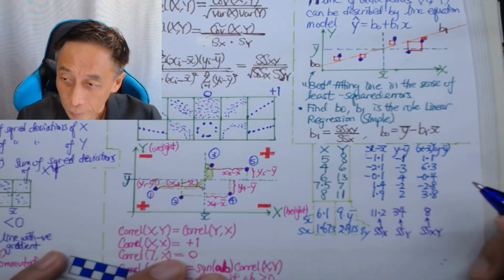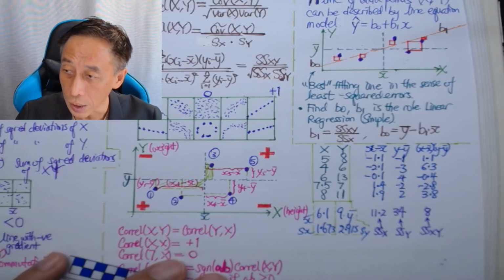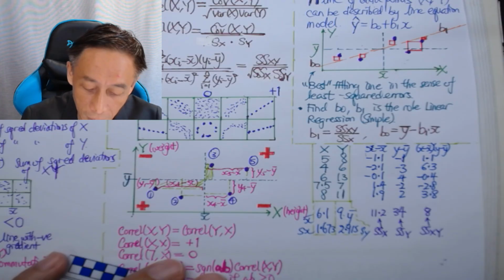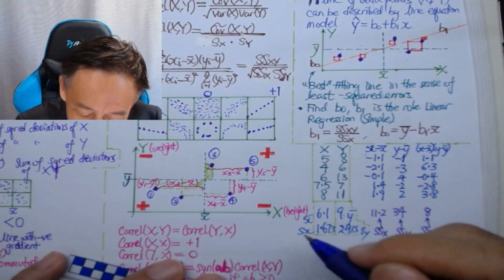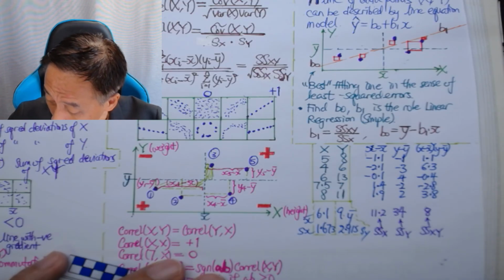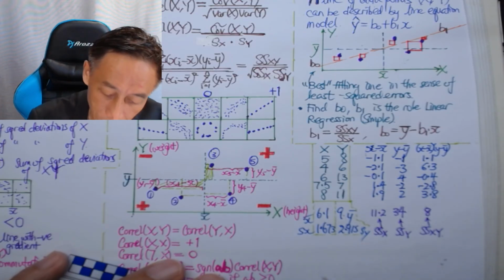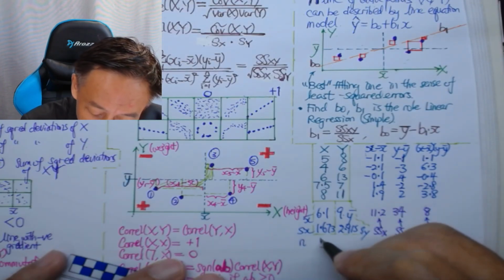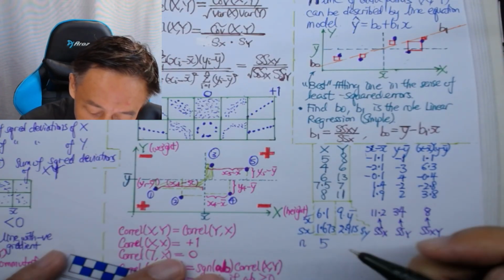Now we are ready to calculate. And the idea is that our n minus 1, what's our n? Our n is 5. So there's 5. And our n minus 1 is 4.